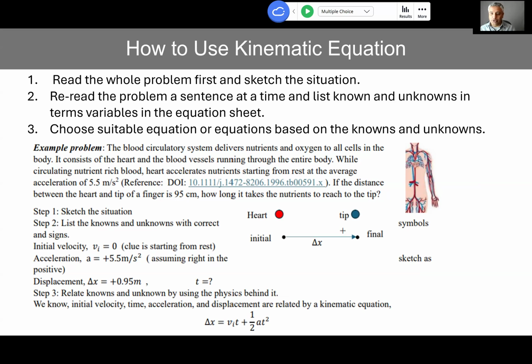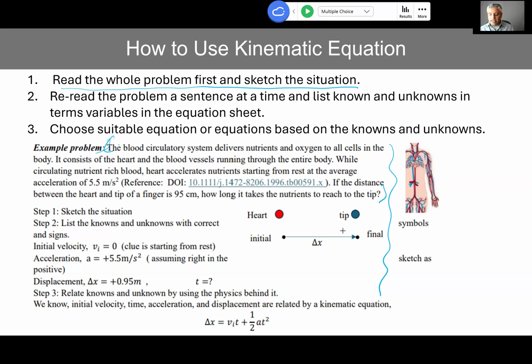So how do you do it? For example, I am giving this example. This example is done in detail in the notes. It's complete there. I just brought part of it. What you want to do is read the whole problem first and sketch the situation. Read at least once, twice, or three times, it doesn't matter, as long as you need to understand what's going on first. And then sketch the situation.